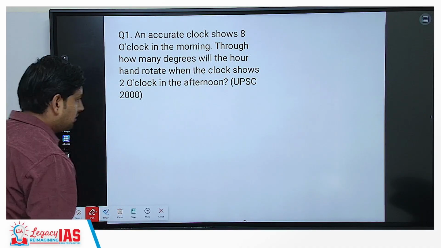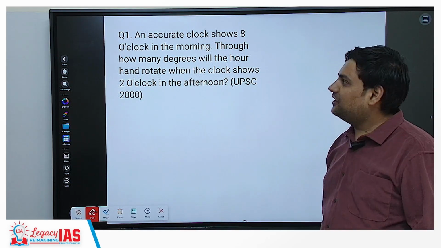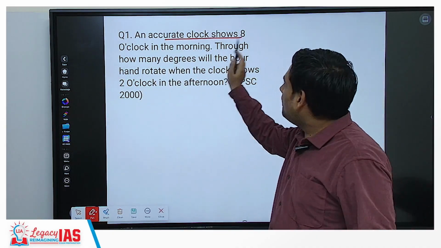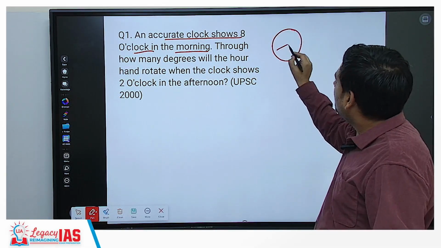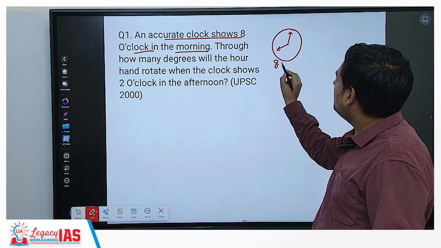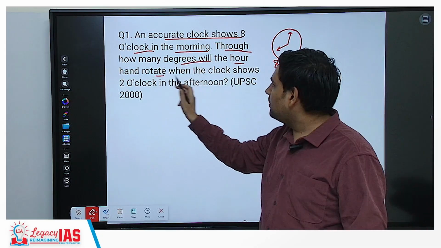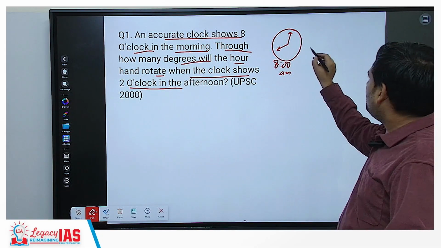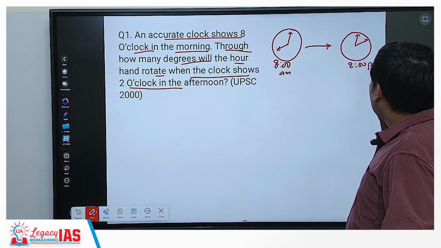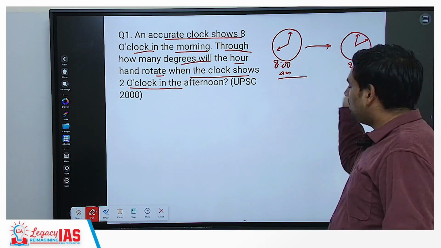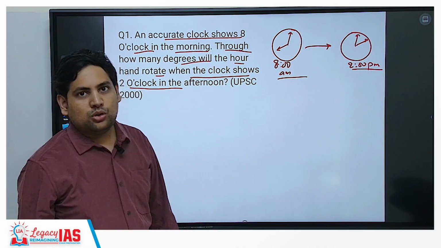Yeah, let's do some questions now. You can pause and try. I will just do it. An accurate clock shows 8 o'clock in the morning. Through how many degrees will the hour hand rotate when the clock shows 2 o'clock? So from 8 o'clock it becomes 2 o'clock. How much will the hour hand rotate? This is the question: how much will it rotate from 8 a.m. to 2 p.m.?